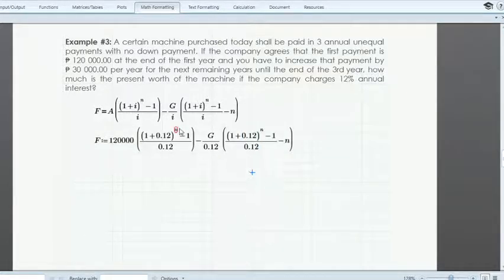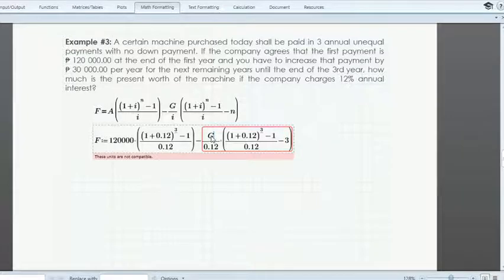Ayan. So, ilan yung N? Ilan ang sabi? You're going to pay 3 annual unequal payments. 3 taon daw. So, yung N mo is 3. Ito, meron pang N dito. So, palitan din natin ng 3. Same here. We have 3. Then, meron pa palang G. Huwag natin kakalimutan yung G kasi hindi natin siya masosolve.